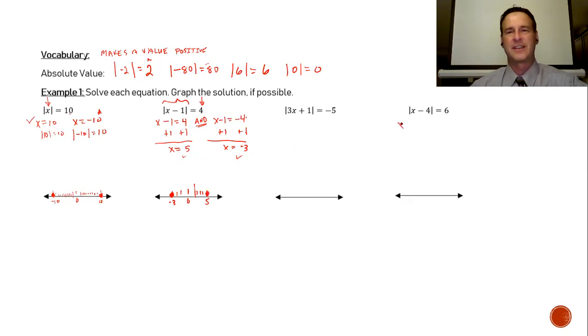Same idea. I have to set x minus 4 equal to 6, and I'm also going to set it equal to -6. There are always 2 parts. You always set it equal to the positive version of this and then the negative version. Don't change the sign in here. Don't make that an addition sign. Leave this alone.